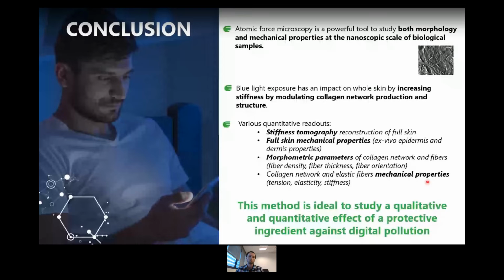And from this kind of AFM measurement, we are able to extract data such as the stiffness tomography, the mechanical properties in full skin, and morphometric parameters and mechanical properties of collagen network and fibers and elastin fibers. I hope that I convinced you that this method is ideal to study a qualitative and quantitative effect of a protective ingredient against digital pollution.